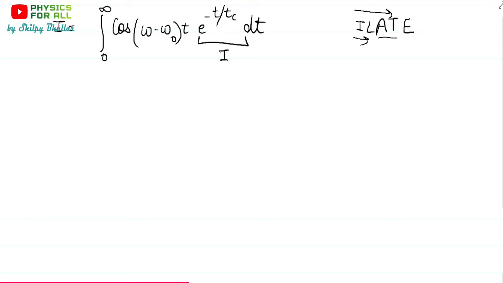So here we are going to do that. We will consider this as the first function. Now let's see, how do we write this? So the integration of this would be: first function as it is, and integration of the second function. The second function here is cos.